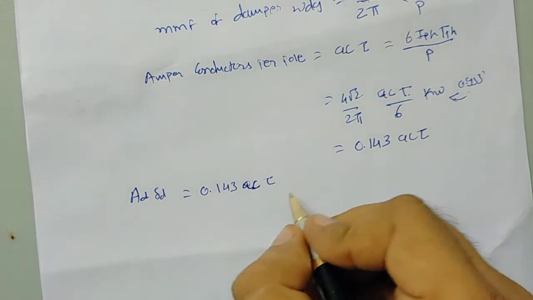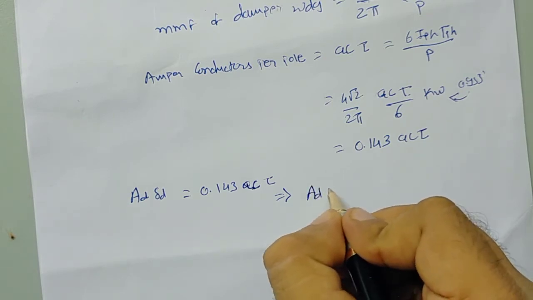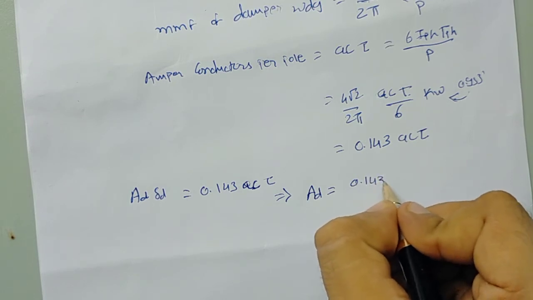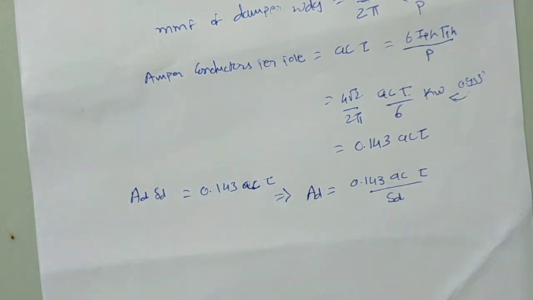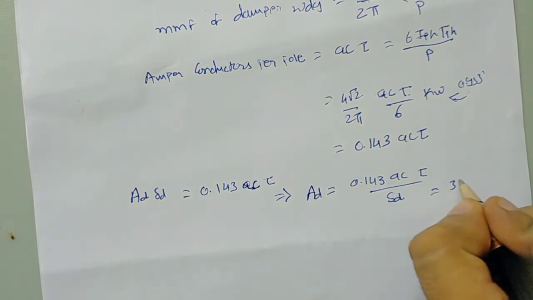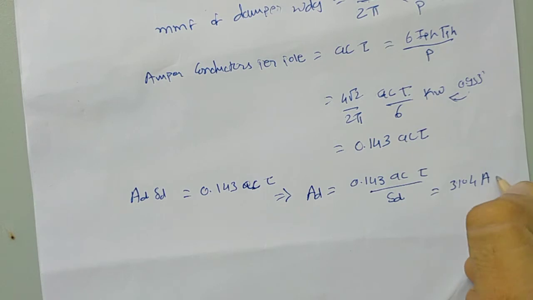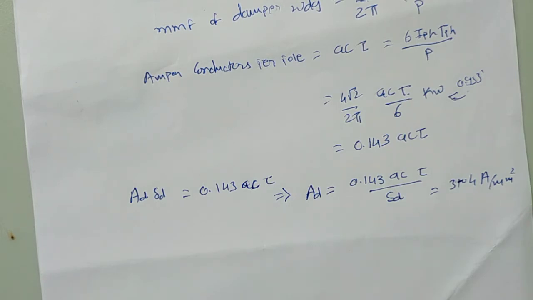Okay, or we can rewrite this equation as 0.143 ampere conductor tau divided by the current density. The area provided for the damper winding is always a little bit higher than whatever we calculate from this equation. The value of the current density in the damper winding is generally 3 to 4 ampere per mm square. It is 3 to 4 delta D.